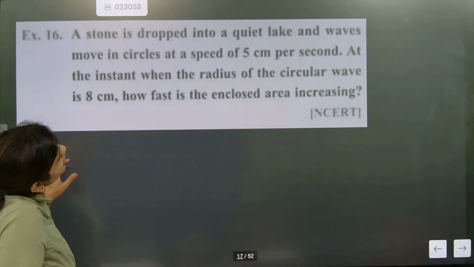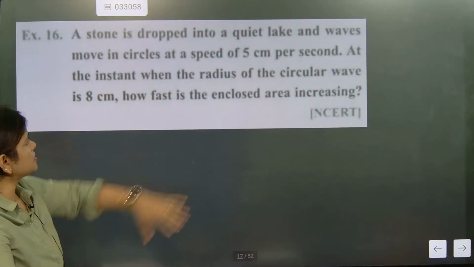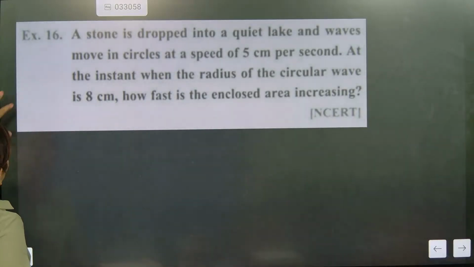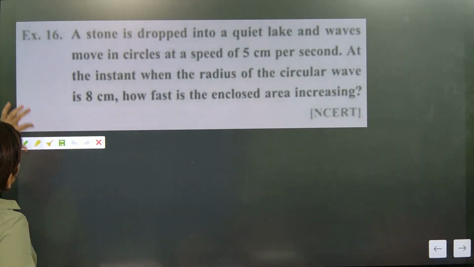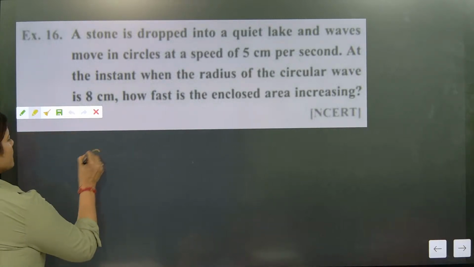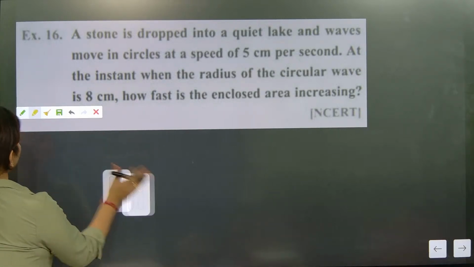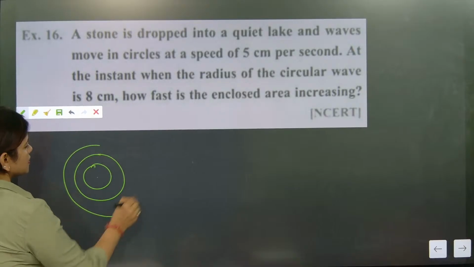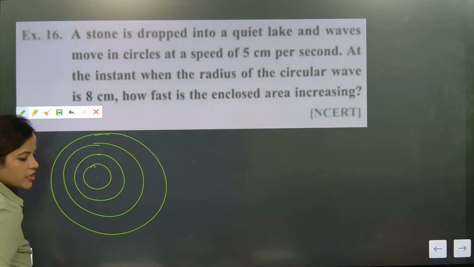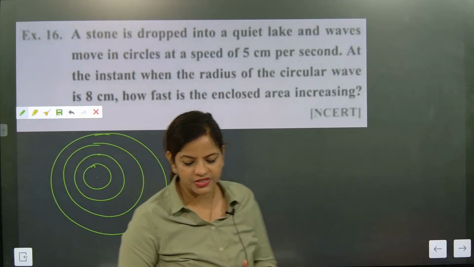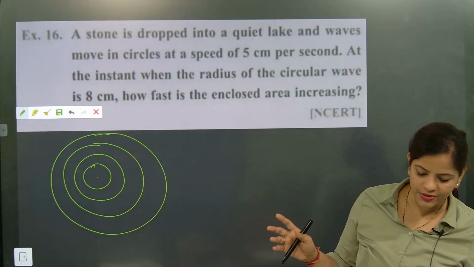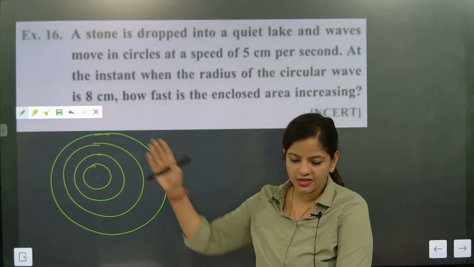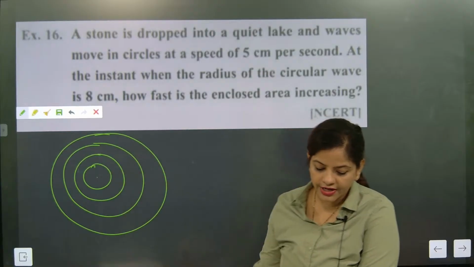A stone is dropped into a quiet lake and waves move in a circle at a speed of 5 centimeter per second. So once we are dropping a stone, waves will be generated in the form of circles. This is a type of impulse generation. So now what is the radius? Here the radius is changing, correct? So radius will be changing, beta.